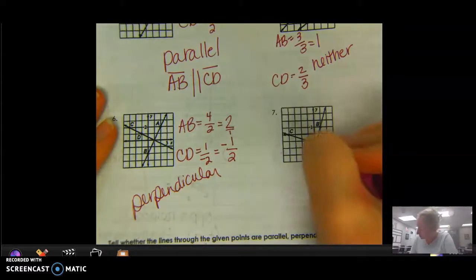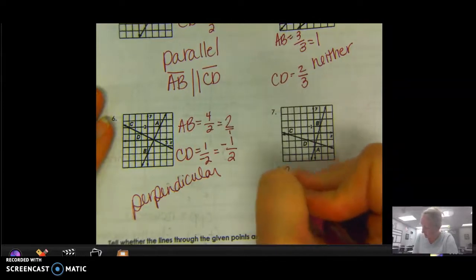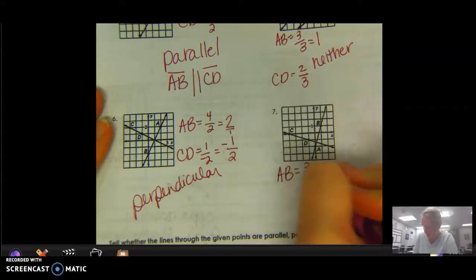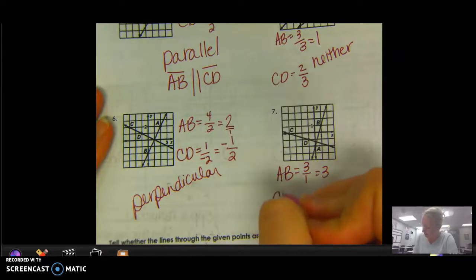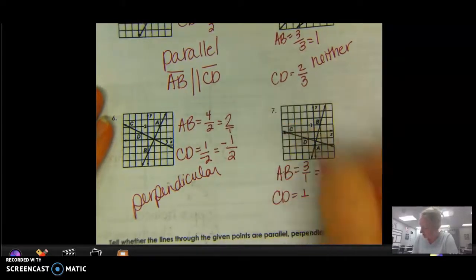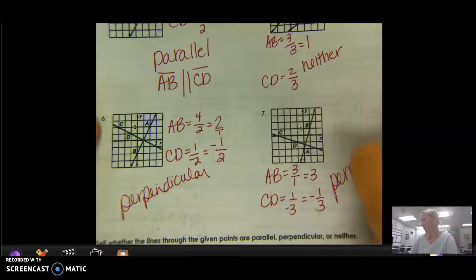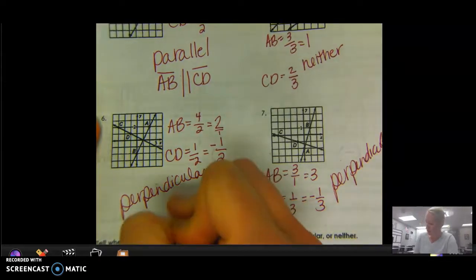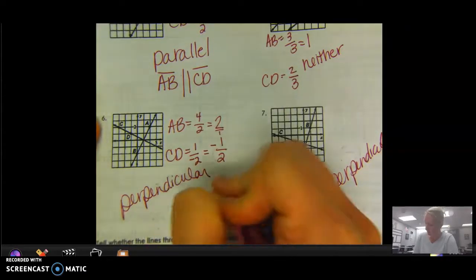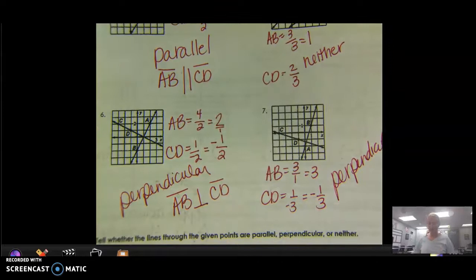And then the last one, AB is up 1, 2, 3 over 1. So AB is equal to 3 over 1, or just 3, is what you would put into Schoology. CD is up 1 and backwards 1, 2, 3. So negative 1/3. Again, opposite reciprocal, so they are perpendicular. Symbol for perpendicular, it would be AB is perpendicular to CD. This is the perpendicular symbol.